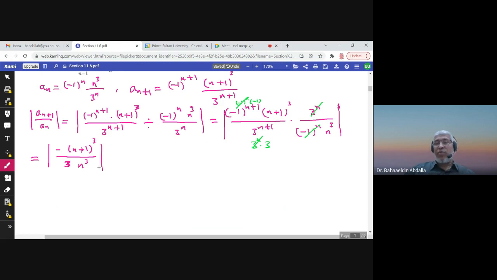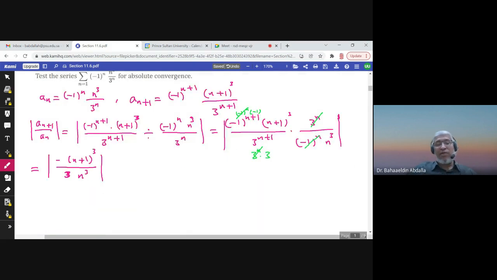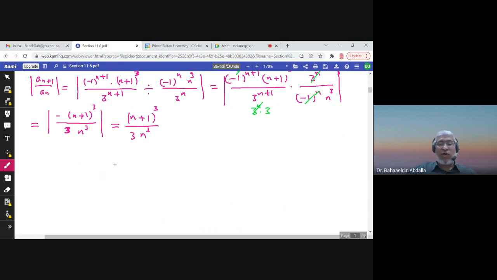So this is the first step in using the ratio test. I find the absolute value of a_{n+1} over a_n, and then I find the limit of this absolute value. Of course, the absolute value would remove the negative 1. Absolute value of negative 1 is positive 1. n plus 1 is positive because n starts from 1 to infinity. And 3 is positive and n cube is positive. So this is the absolute value of a_{n+1} over a_n. Let us now find the limit of this quantity when n goes to infinity.